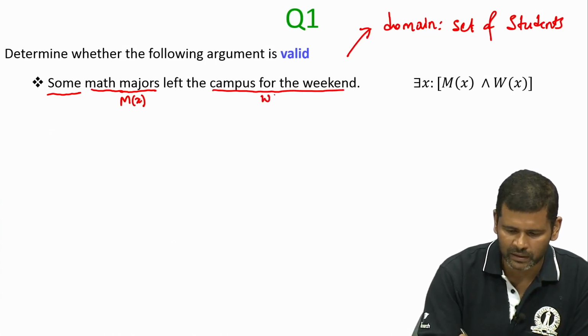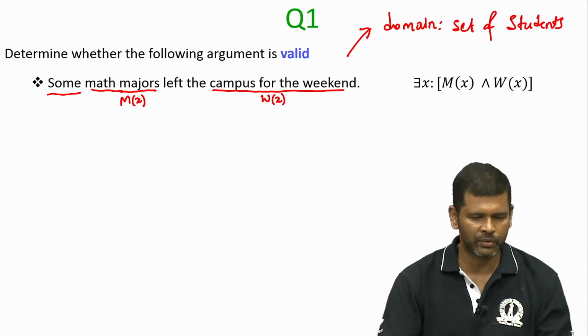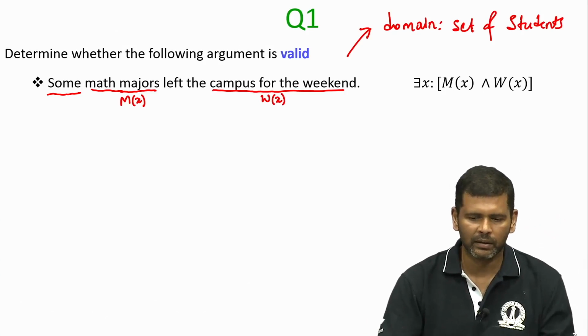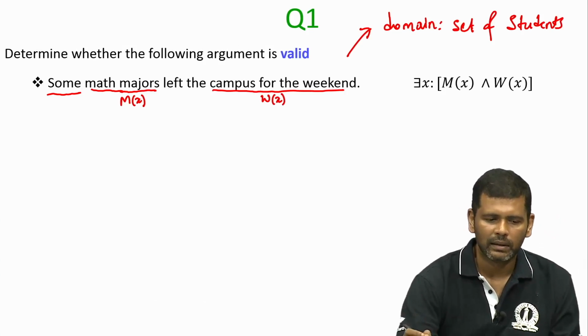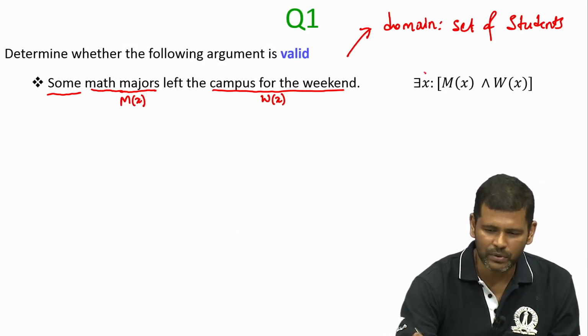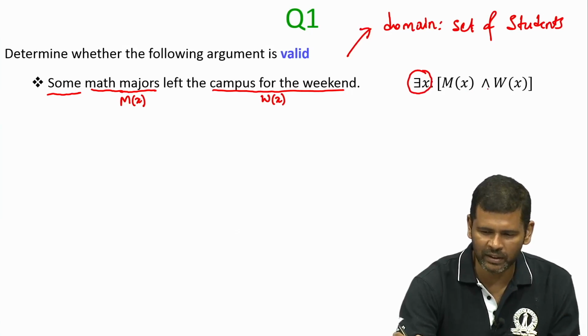So, that is why I introduce a predicate w(x), which is true if the student x has left for the weekend. And I am making a statement that there is some student x for which both these conditions are true. So, that is why this is an existentially quantified statement with a conjunction inside.